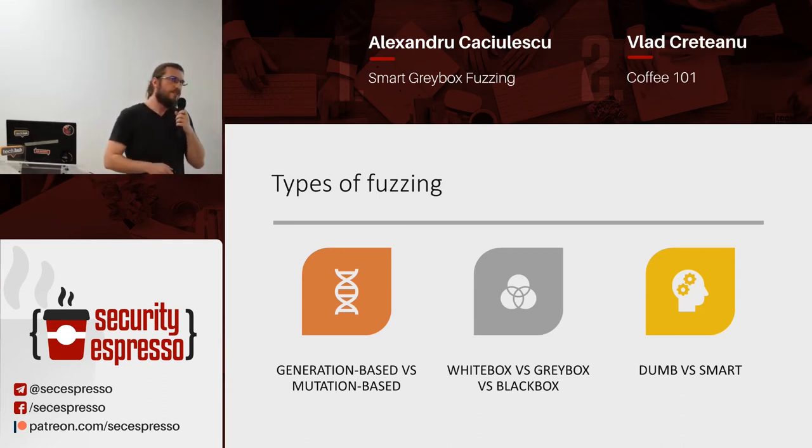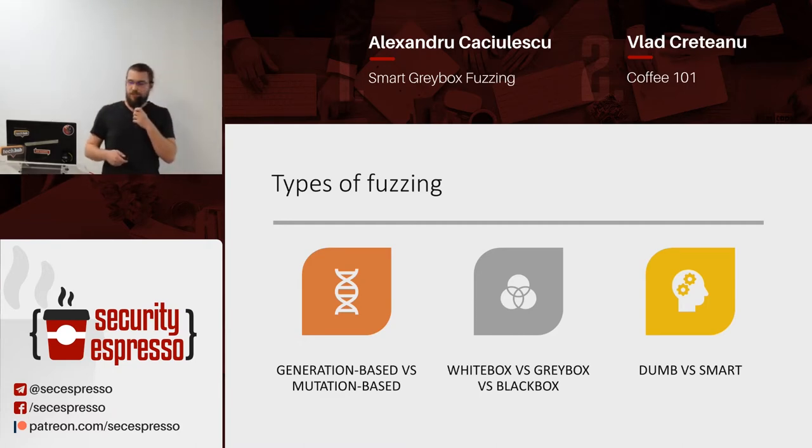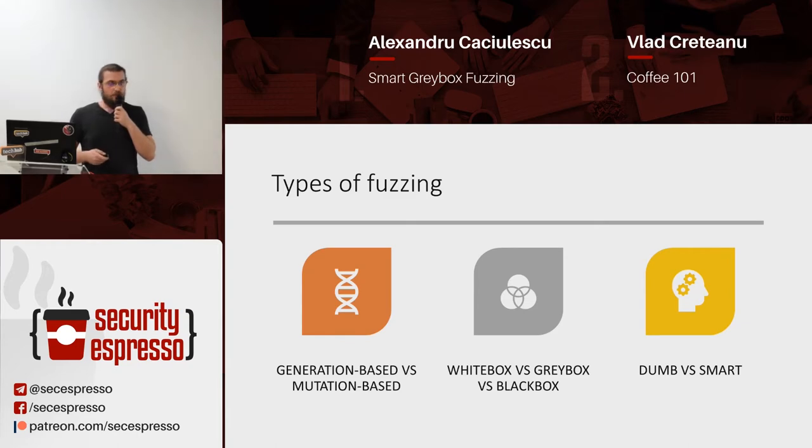It can be generation-based versus mutation-based, depending on how it generates the inputs, the seeds it uses to attack the target program. Generation-based basically means you generate the input seeds from scratch. Mutation-based means you use the previous ones and mutate them in a specific way to generate new ones in an infinite cycle. The second category can be white box, gray box, or black box.